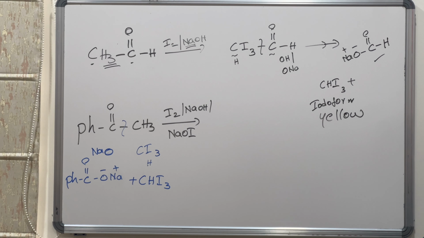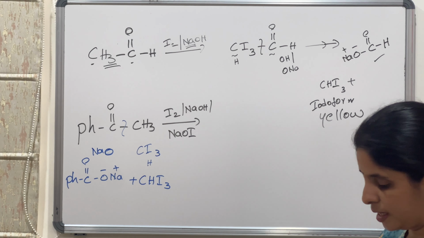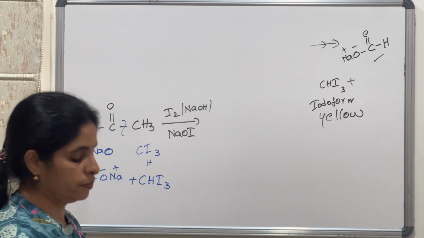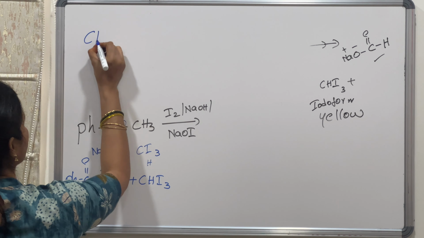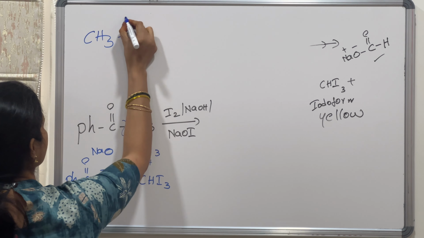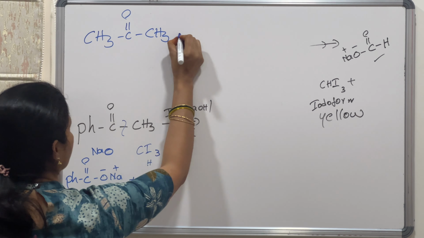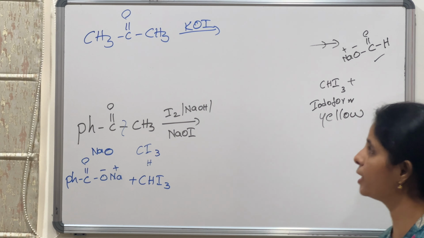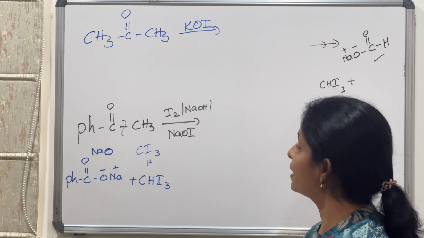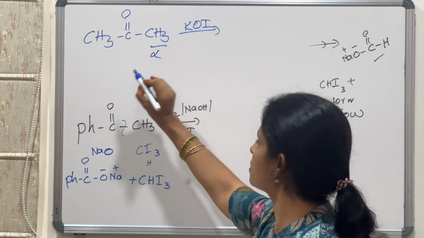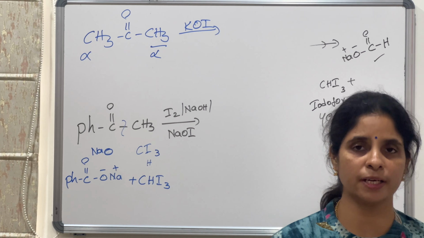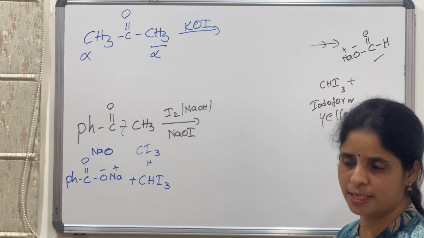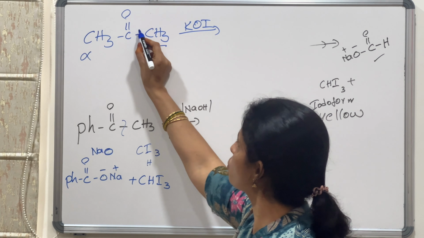Okay, clear? Let me give you another example. Now write the product for this one, CH3 C double bond O CH3, and you are given with KOI. It is oxidation, hypohalite oxidation. Here 3 alpha hydrogens, this side is also alpha carbon and this is also alpha carbon. Altogether you have 6 alpha hydrogens. You choose any one carbon atom, means any 3 hydrogens. So here I am choosing this one.